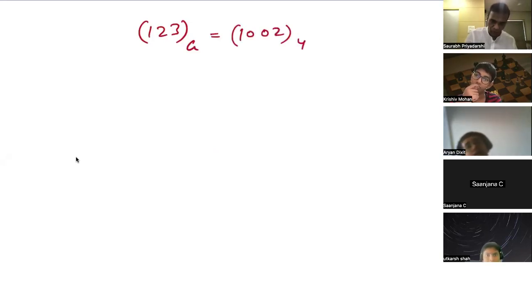If I'm writing 123 with base A is equal to 1002 with the base 4. Find the value of A.